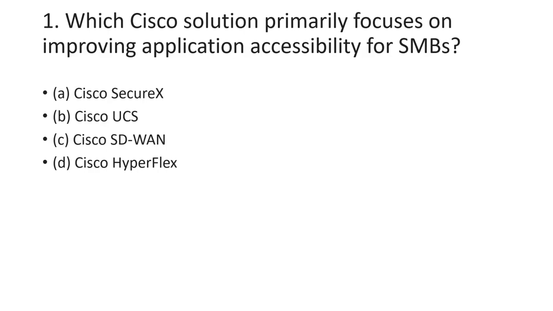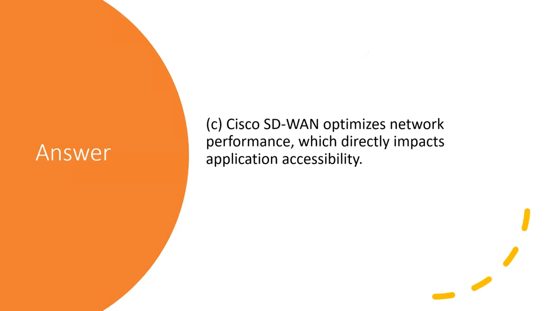First question is, which Cisco solution primarily focuses on improving application accessibility for SMBs? Cisco SecureX, Cisco UCS, Cisco SD-WAN, and Cisco HyperFlex. So the probable answer is C, Cisco SD-WAN.